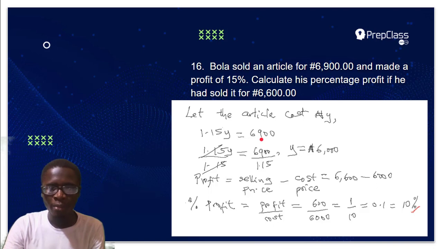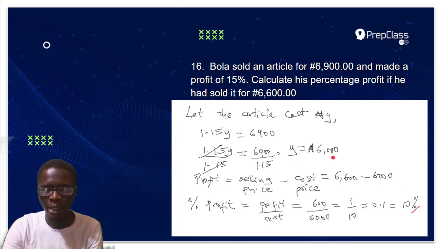So we're looking for the value of Y here. We just need to divide both sides by 1.15, as you can see. By so doing, 1.15 cancels 1.15, and 6,900 divided by 1.15 gives us Y to be 6,000 Naira. So obviously Bola bought this article at a price of 6,000. So this was actually the cost before now.